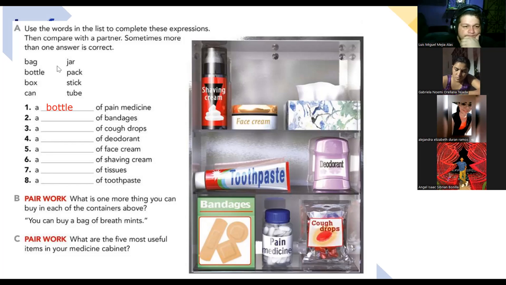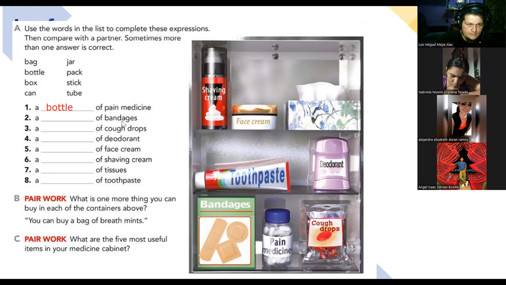One more time. This vocabulary here, bag, bottle, box, can, jar, pack, stick, and tube, goes in these blank spaces, right? And we are going to put them here according to the context of the product. For example, a bottle of pain medicine. If you see here, we have pain medicine in a plastic bottle.